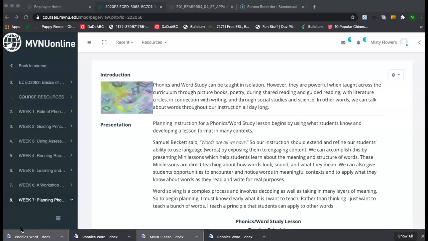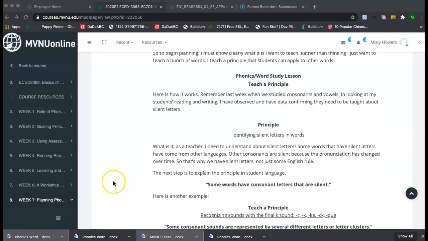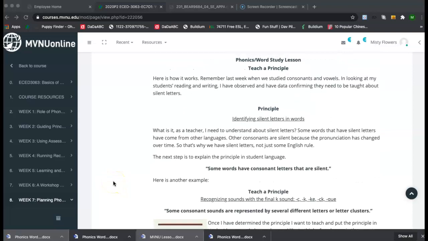So, okay, how are we going to plan for this phonics and word study instruction? How do we do that? Well, the first thing we do is we're going to look at the data that we've collected from assessments, from writing samples, from anecdotal notes. We're going to look at the information that we have about our students.